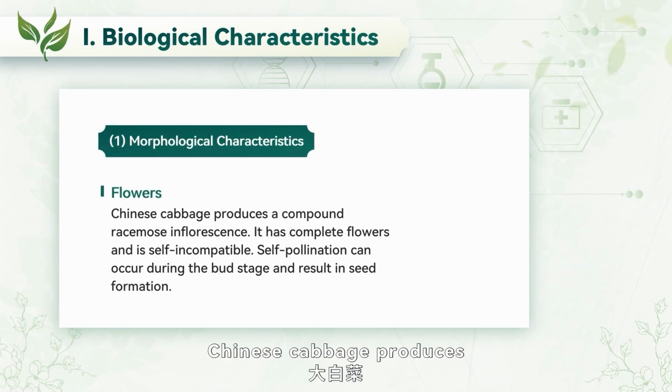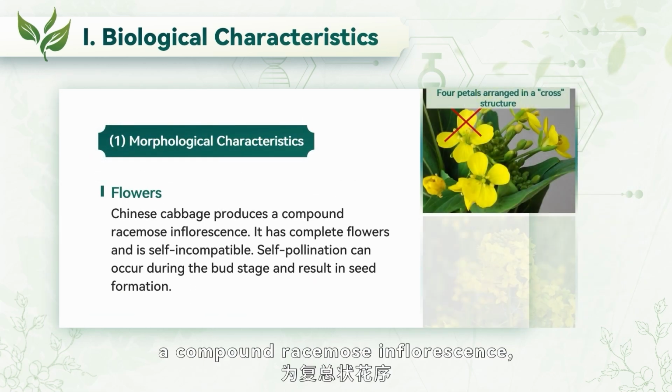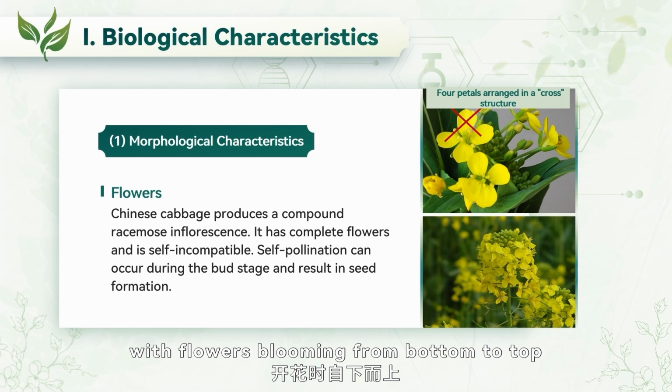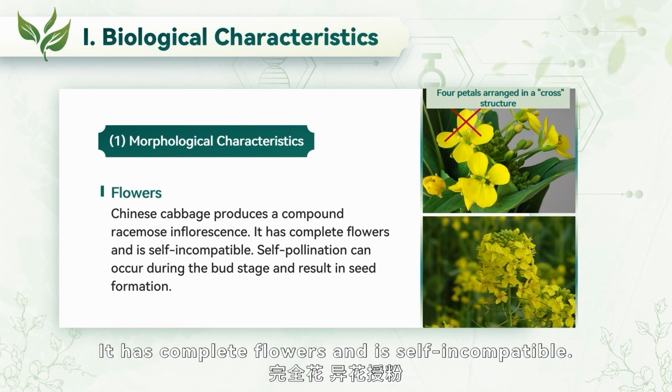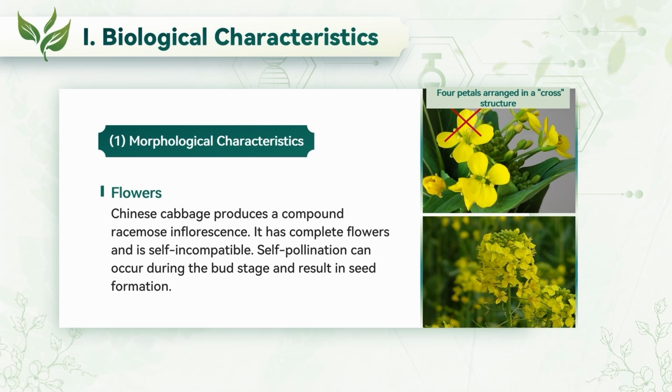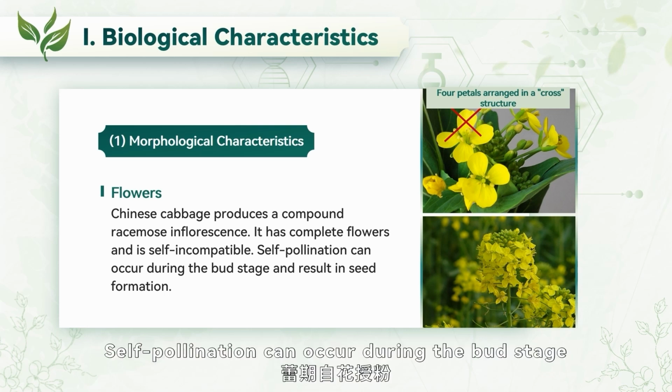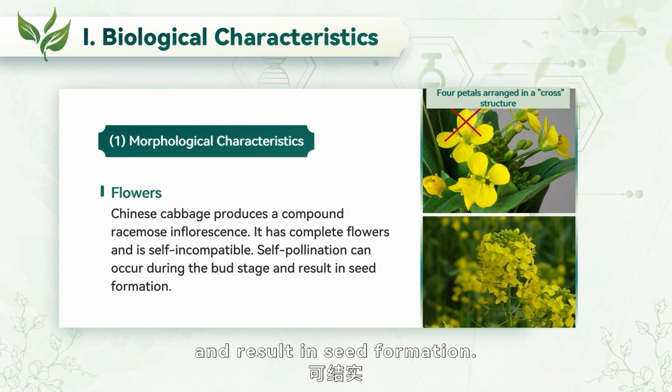Flowers. Chinese cabbage produces a compound racemose inflorescence, with flowers blooming from bottom to top in a cross-shaped arrangement. It has complete flowers and is self-incompatible. Self-pollination can occur during the bud stage and result in seed formation.